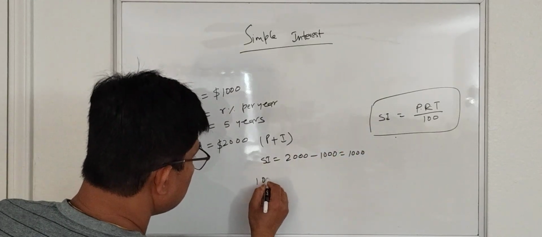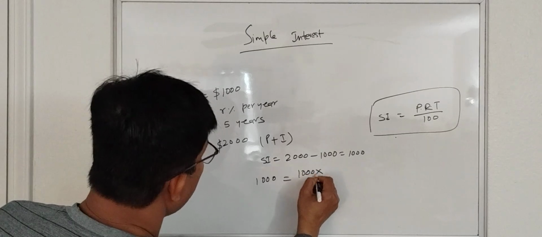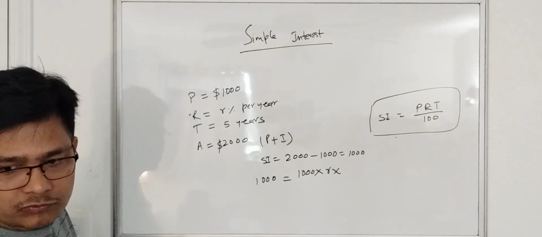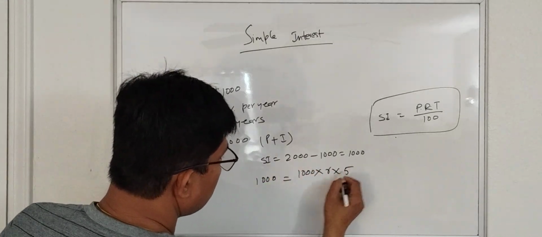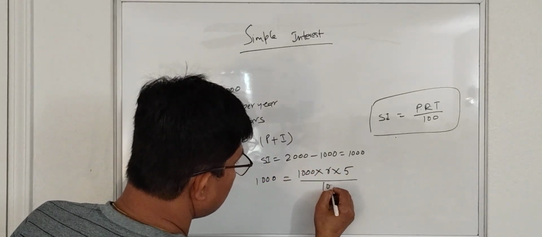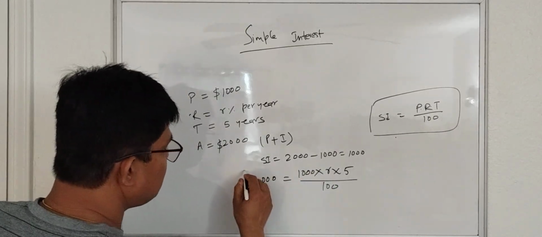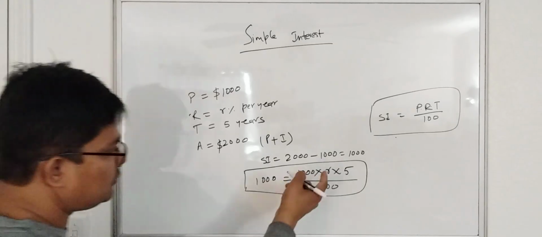SI is 1,000, equal to P is 1,000, R is, let's say R, a variable. You can use X, whatever you want. I'm using R here. And T is 5, divided by 100. Okay. Now this is an equation, correct? In terms of R, just one variable.